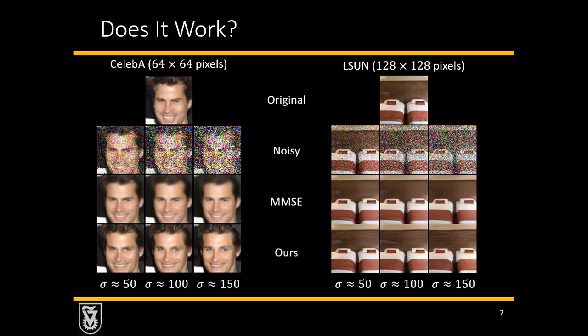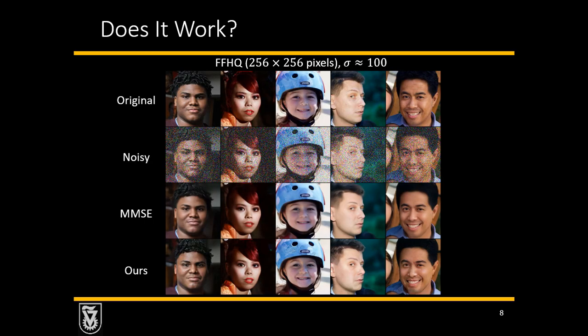Here we can see more results of our algorithm on images from CelebA and LSUN. As you can see, our algorithm, in comparison to an MMSE denoiser, gives much better perceptual quality. If you look at the hair in the CelebA image, you can see that it is very blurry in the MMSE result because it is the expected mean. And in our algorithm, it is just a sample from the posterior with high perceptual quality. Here are more results on FFHQ in a higher dimension.